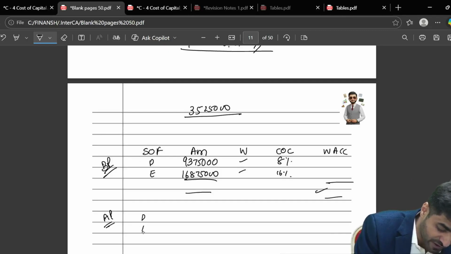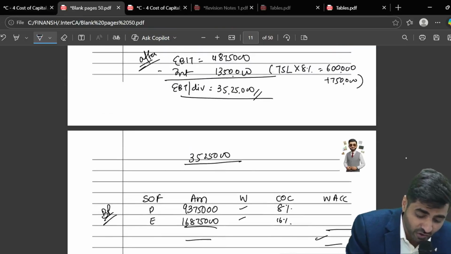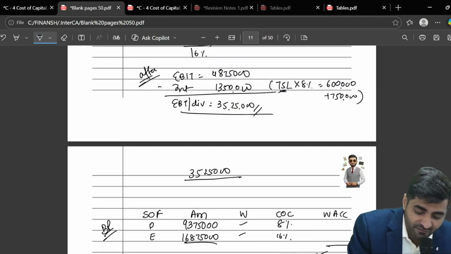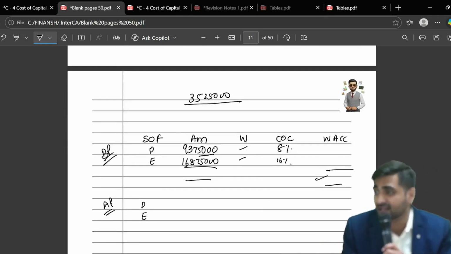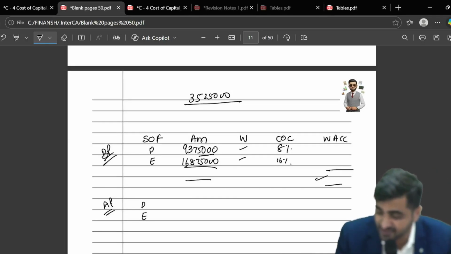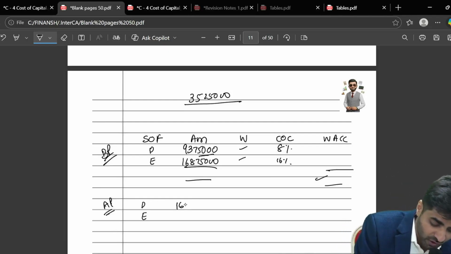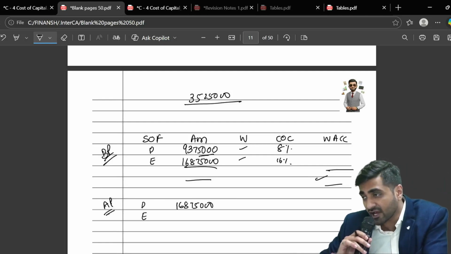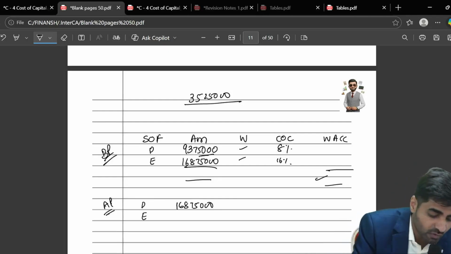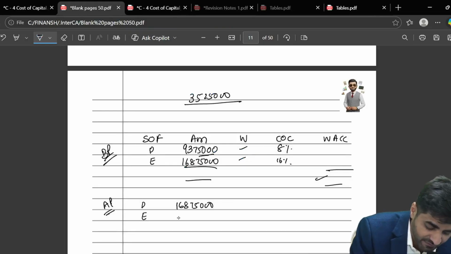After the proposal also we have debt and equity. So what is going to be your debt? Now our debt is going to be increased. 93,75,000 old and 75 lakhs new. So please take 93,75,000 and add 75 lakhs to it. So can I say this is going to be 1,68,75,000? And the value of equity I just got. What was the value of equity which I got? 1,68,75,000.